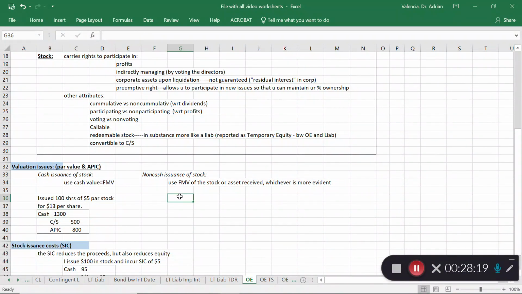Now in this case, let's say I'm doing the example of the machinery. Somebody brings in machinery and we give them stock. How do you determine the worth of that? Okay, you use the fair market value of the stock or the asset received. Either one. You determine what the worth of the stock is. That's one possible valuation metric. Or you determine how much that asset received, that machine, is worth. So which one do you choose? Well, you choose the one that is better supported, the one that is more evident.